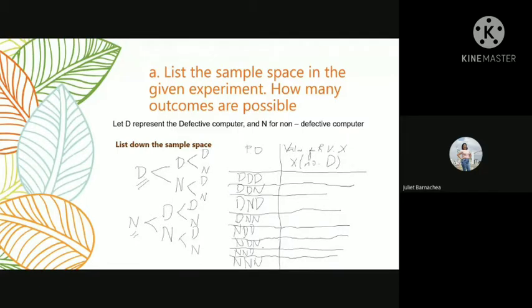Ngayon, bibilangan na natin ang number of defective. Dito, ilan ang defective sa first column? Tatlo. Second, dalawa. Dito, dalawa. Sa pang-apat, isa. Isa lang. Dalawa. Isa. Dalawa. Isa. Isa. Wala. Zero.